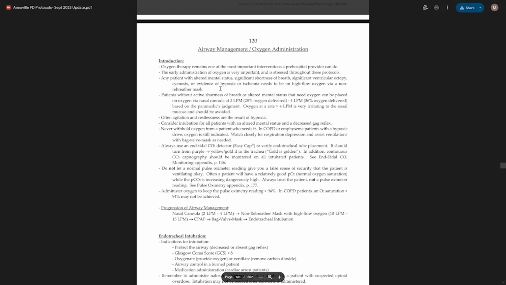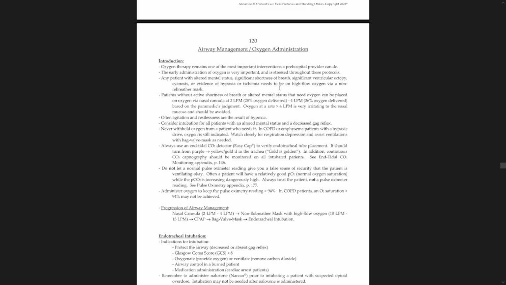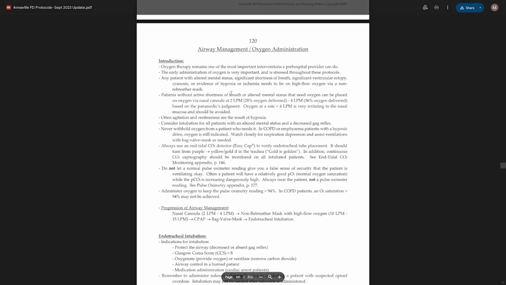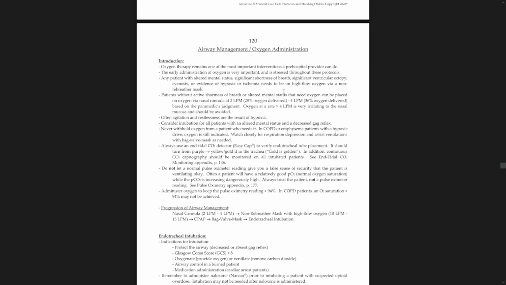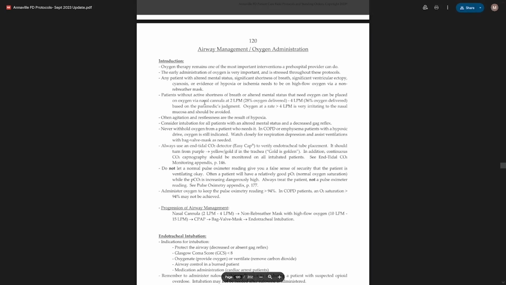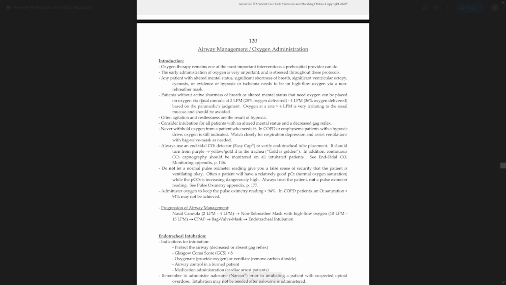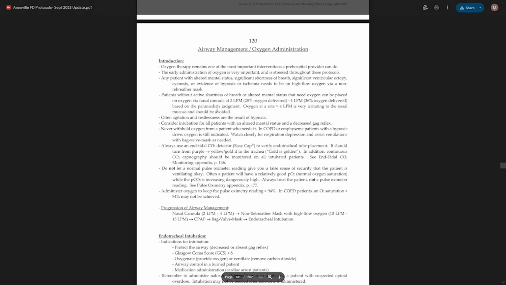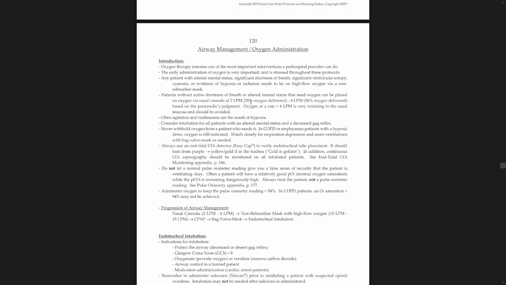Any patient with an altered mental status, significant shortness of breath, significant ventricular ectopy, cyanosis, or evidence of hypoxia or ischemia needs to be on high flow O2 via a non-rebreather mask. Patients without active shortness of breath or altered mental status that need oxygen can be placed on oxygen via a nasal cannula at 2 liters per minute or 28% oxygen delivered.